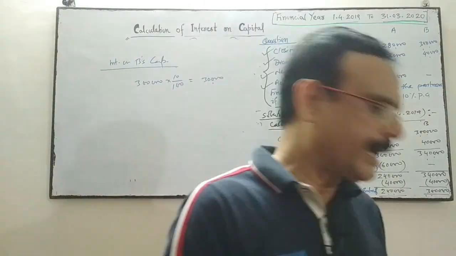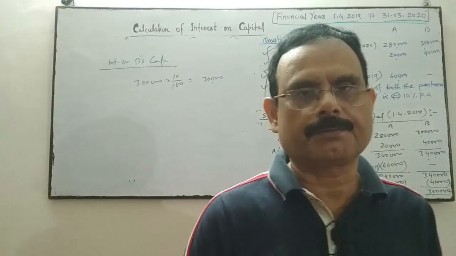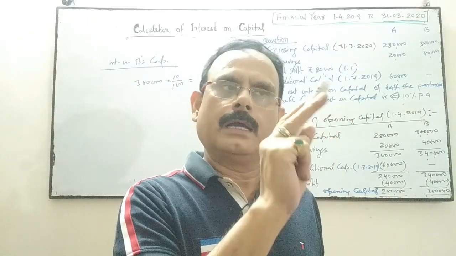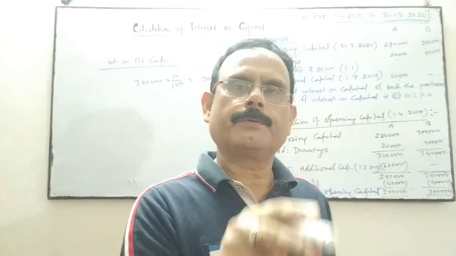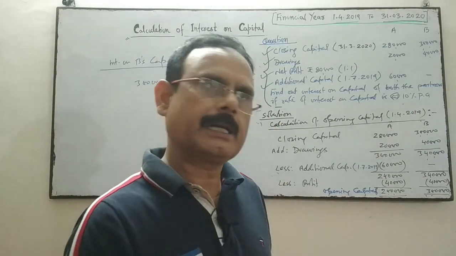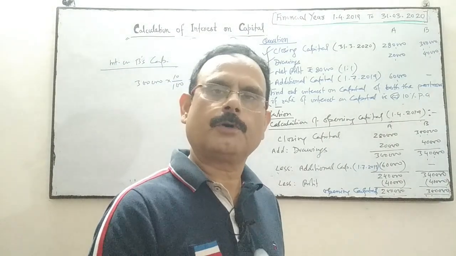So when the closing capital is given, drawing is given, additional capital is given, net loss or net profit is given, and you are requested to calculate the interest on capital, then first we will find out the opening capital on the basis of that information. So start with the closing capital, less profit, less further capital, add drawing, you will get the opening capital. When you get the opening capital, thereafter start the calculation of interest on capital on the basis of opening capital.